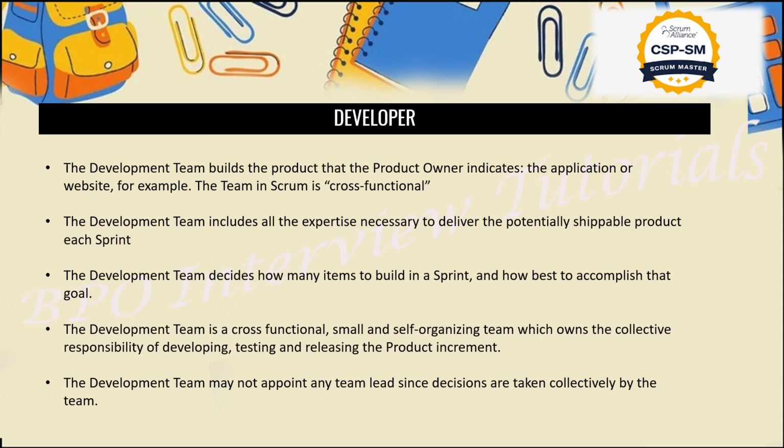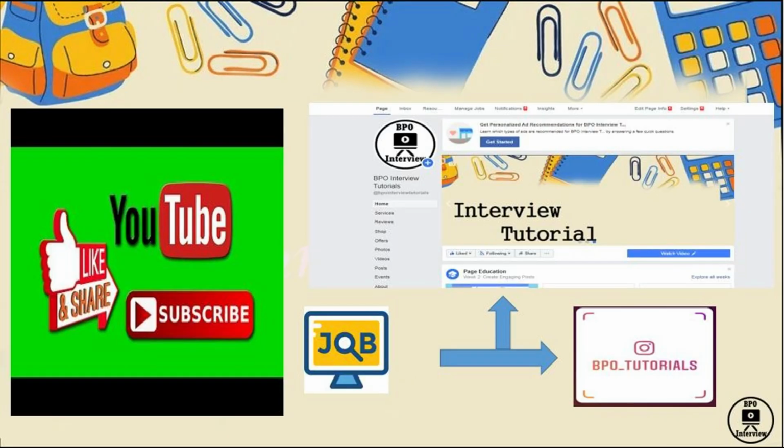The development team is a cross-functional team wherein they are collectively responsible for everything they have mentioned in terms of delivering a project. Now the development team may not appoint any team lead, since decisions are made collectively by the team. Yes, this is very important. So this is all about the Scrum roles.